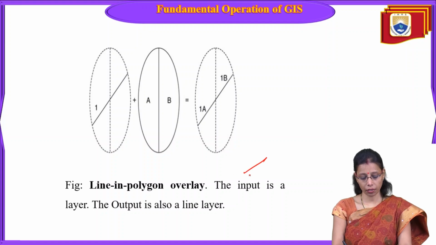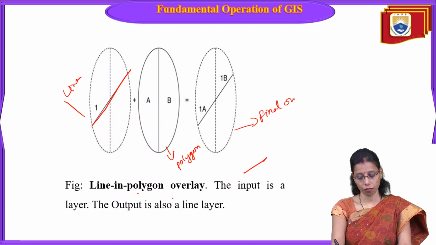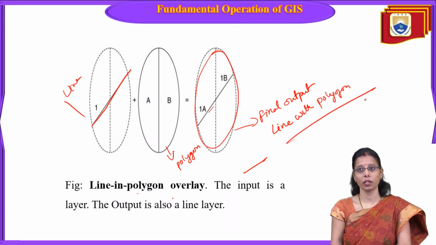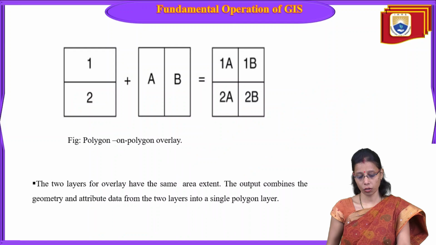Now see here in this figure we have line in polygon. So first one is line. So this is your line. Right? Now you have a polygon. So this is your polygon. In your line you have 1A, 1B. After the overlay, the final output is a line with polygon attributes. Okay. So the final output will be a line with polygon. So this is how we do the overlay process.